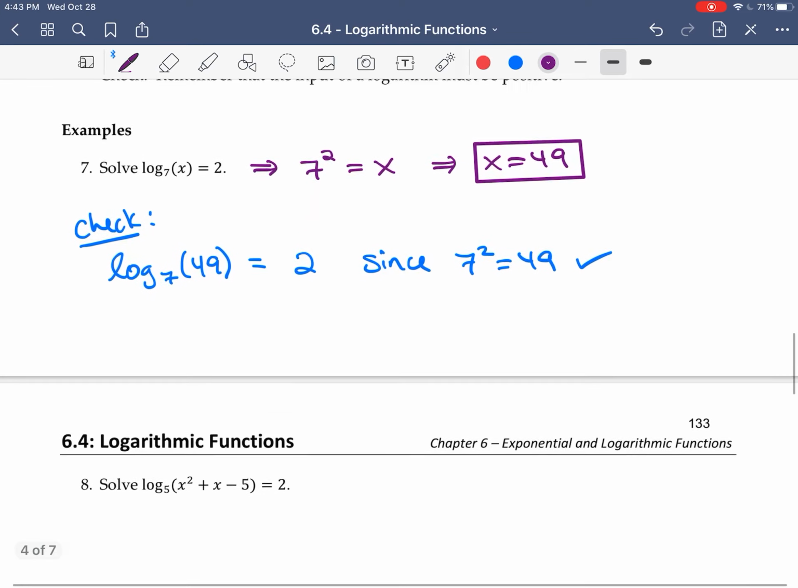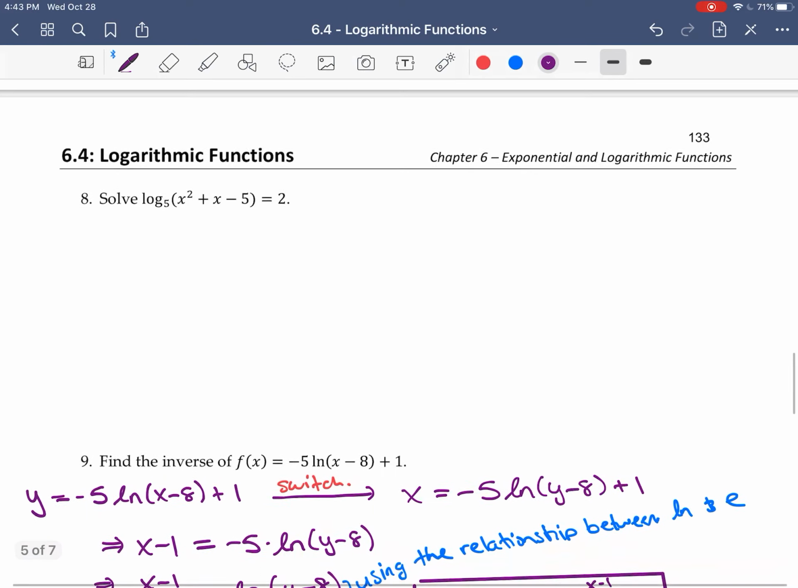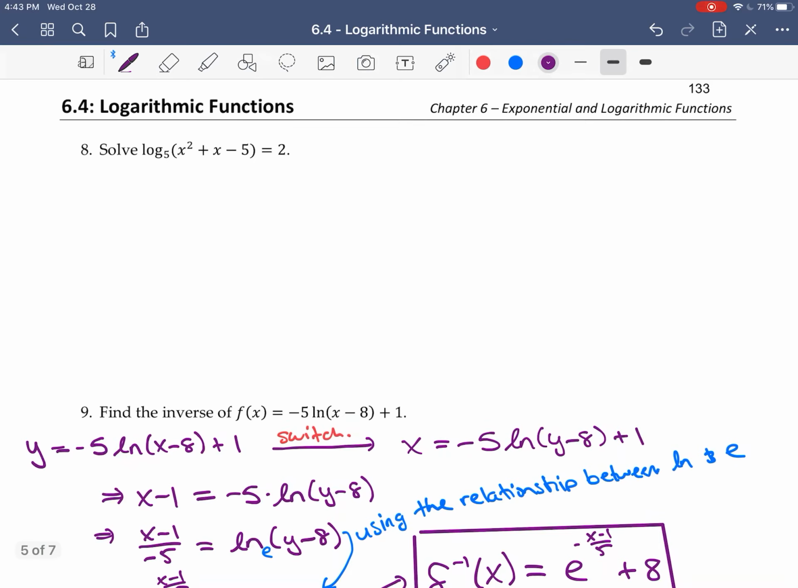Okay, so now let's try some solving equations. So let's say we want to solve this equation. So right now I have a log is equal to some number. So the first thing I'm going to do is do the switch. So that's base 5 to the power 2 should be equal to x squared plus x minus 5. So that's 25 is equal to that. So I'm going to subtract 25 on both sides. So that's going to give me a 0 on the left. And then I have x squared plus x minus 30.